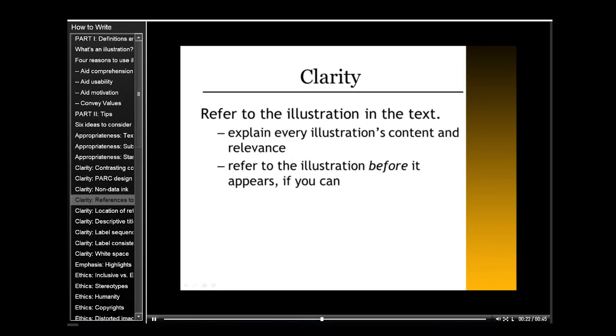Also, when you're saying see figure 1, see figure 2, you want to refer to the illustration before it appears. You can't always, depending on the layout, but the point is, if you can refer, then the person will say, figure? What figure? Oh, that figure right there that's coming up. Ah, versus, what is this thing? Having to read on and read on and read on before you get to the point.